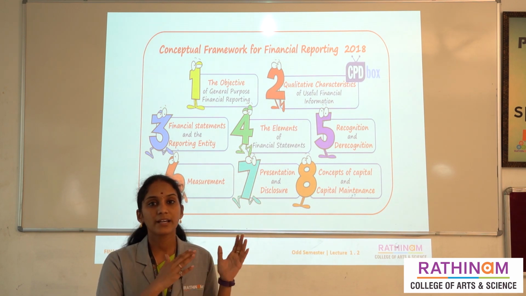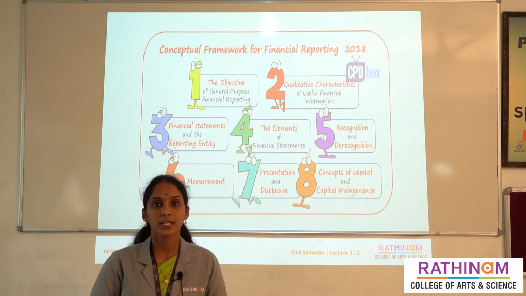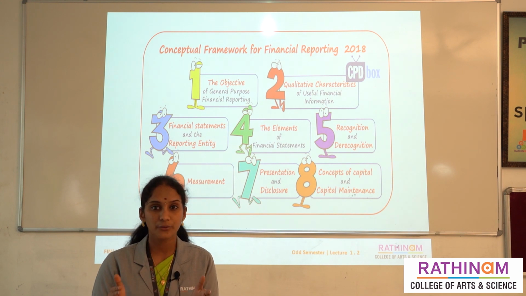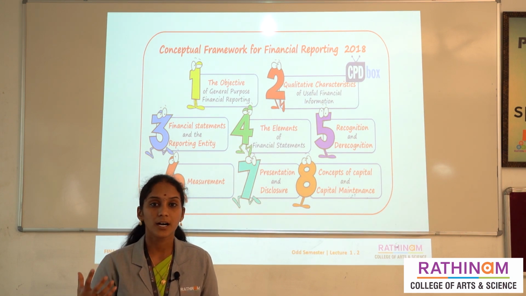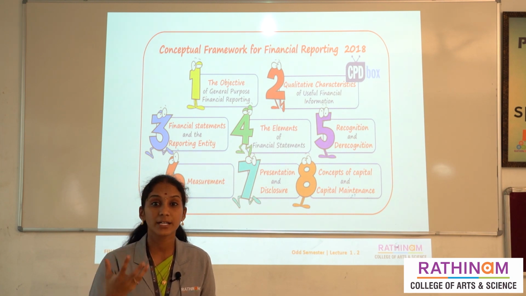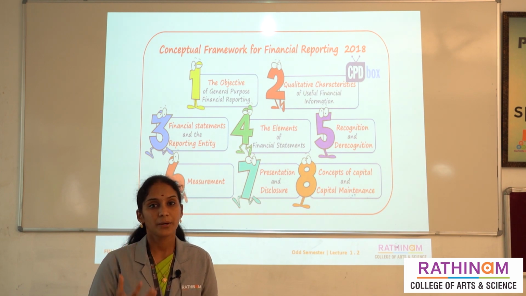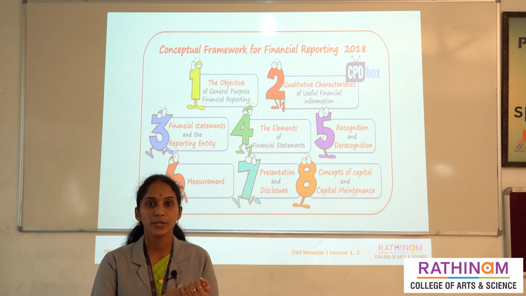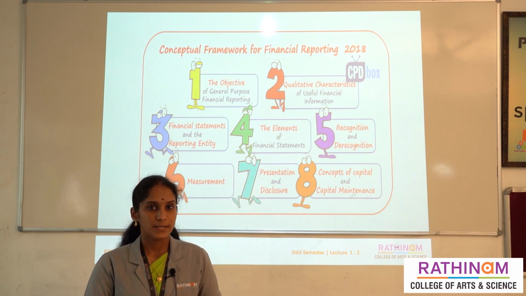The first important framework is objectives. The main objective of financial reporting is to give clear information to investors so that they come forward to invest in different companies. That will be a big advantage for every organization, since by giving essential reports, profits can be earned. That is the main intent and objective of the financial reporting conceptual framework.